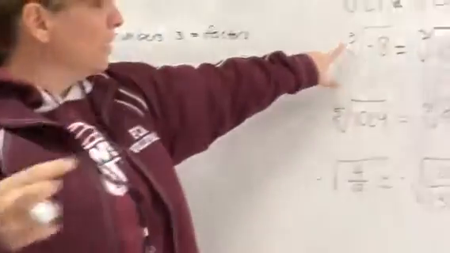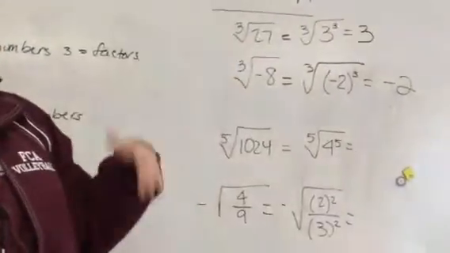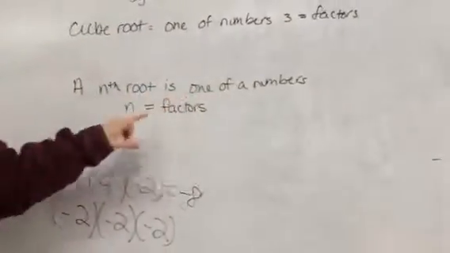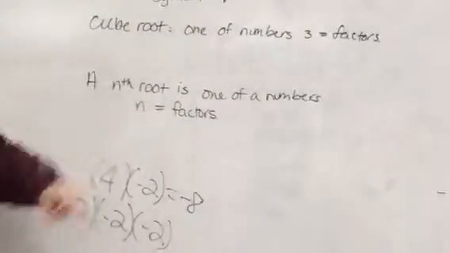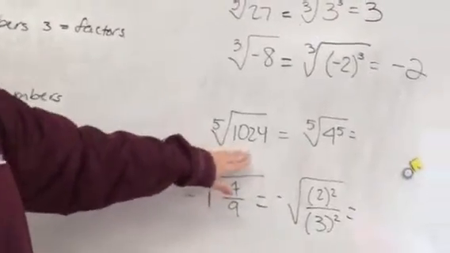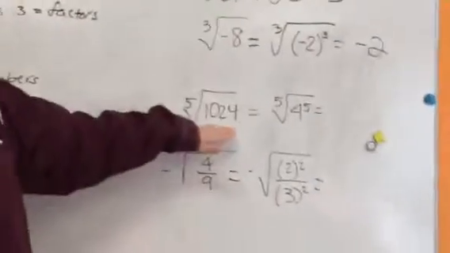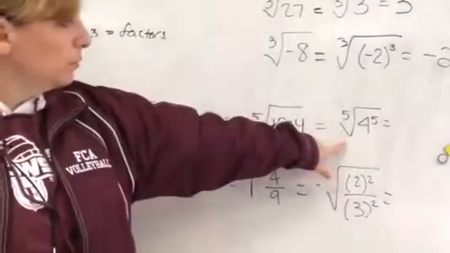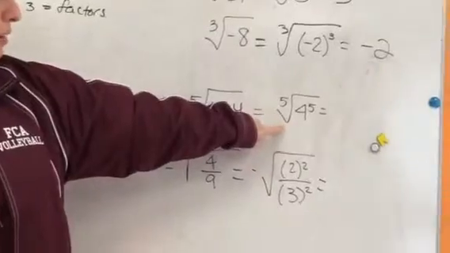So in a cube, you're always looking for something that you multiply by itself 3 times to get the answer. An nth root is one of the numbers where n is the factors. So in this case, we're going to do the 5th root of 1024. I could have taken 1024 and did the primes out, and what I would have gotten would be the 5th root of 4 to the 5th.